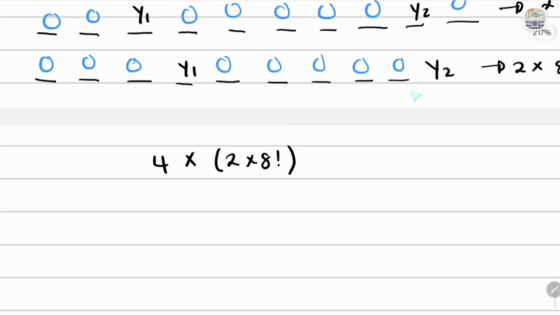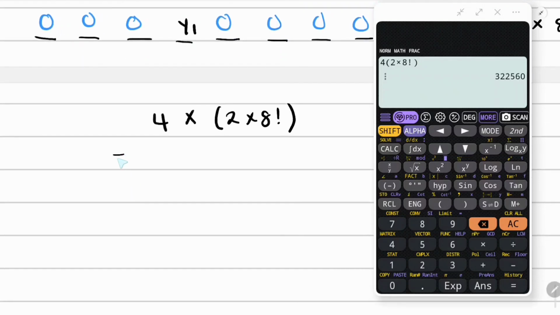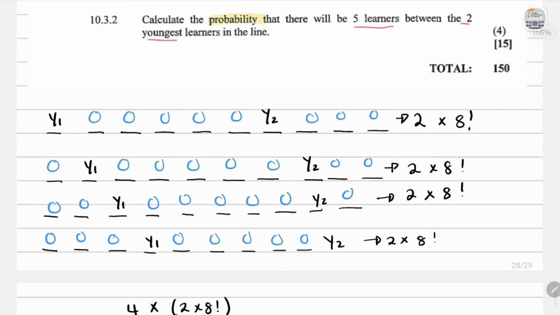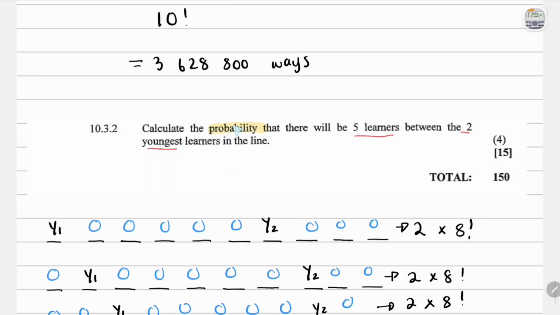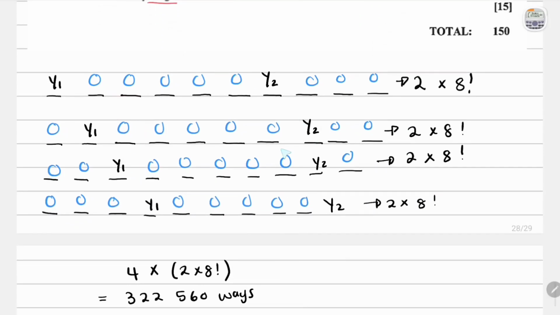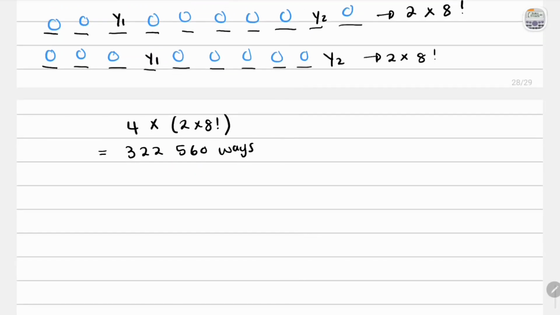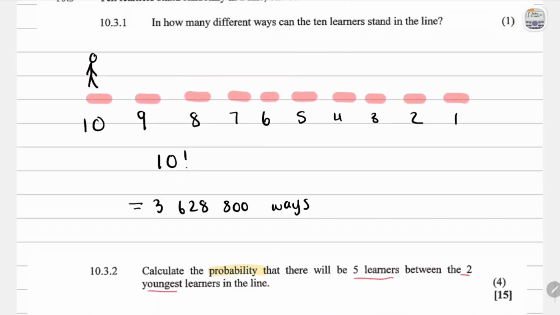And let's go ahead and find out what that gives us. So that is 322,560 ways. Okay, but this was not the question. That's not the final question. The question is to calculate the probability that there will be 5 learners between the 2 youngest learners. We see the total ways that there can be 5 learners between the 2 youngest learners. So the probability must be over the total, the unrestricted total, which was in question 1.